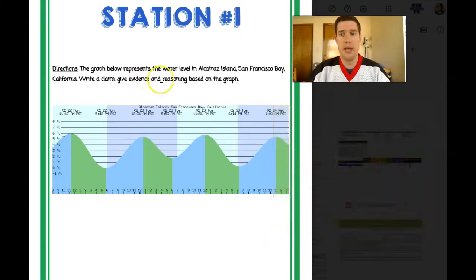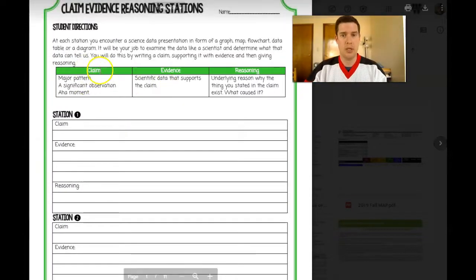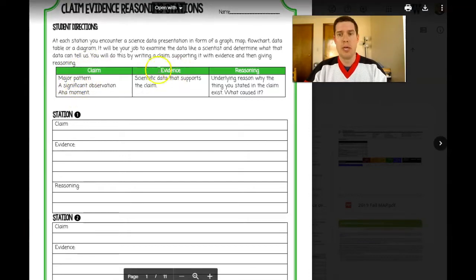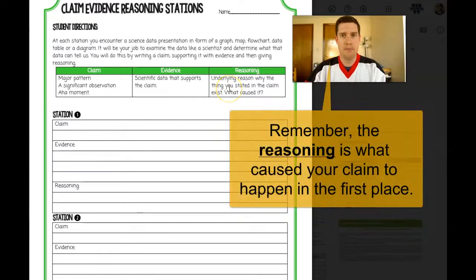So lastly, then what is my reasoning? Well, reasoning for what? Let's go back up to the very top, and it explains what a reasoning is. We know what a claim is: you're making a statement based on observation. Your evidence is the data that you see in that picture, or in that article, or in that graph that supports the claim you're making, the statement you're making, the fact that you're attempting to support. And then the reasoning is, okay, why does this thing that you stated in your claim even happen? So what caused your claim?